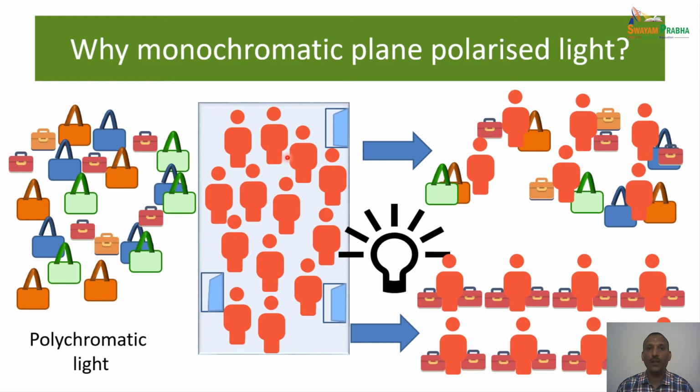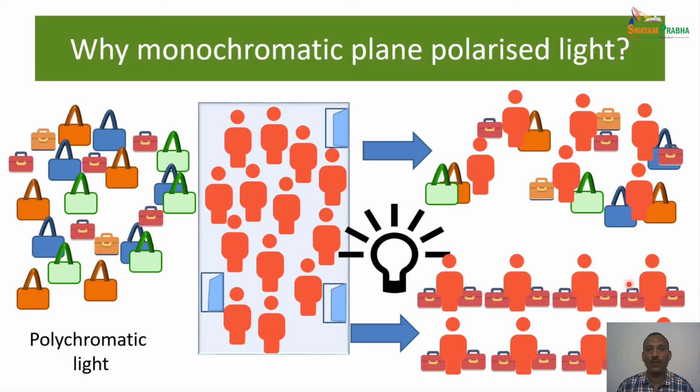So how do we compare this with the monochromatic plane polarized light? So you are shutting down all the doors is equivalent to making it plane polarized. That means there is only one exit point for everyone. And instead of allowing them to carry any colored bag, we allow them only to carry a red color bag. So that means this is a monochromatic one. So that way we can easily control how much of the bags are coming out of that room.